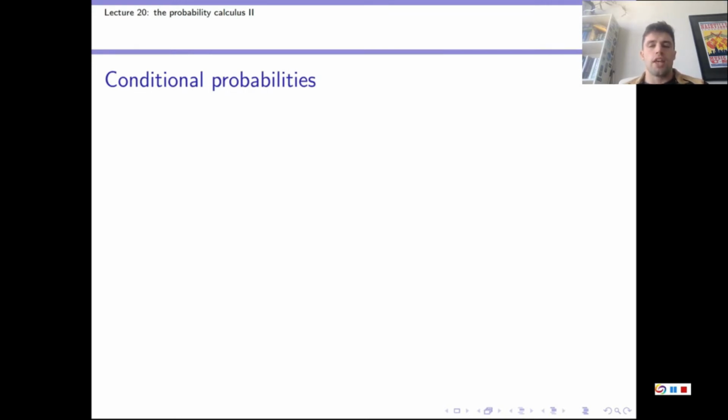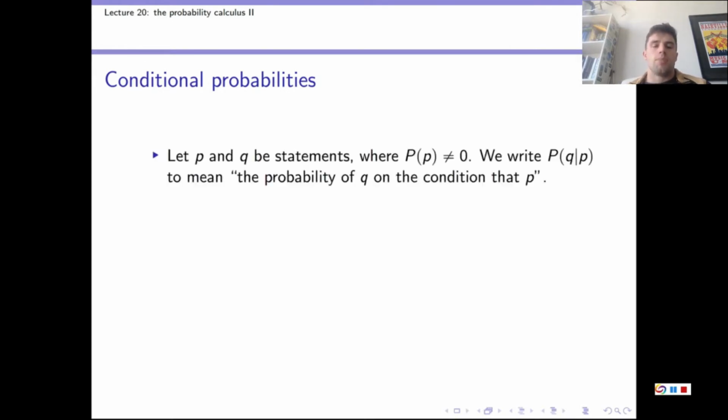If P and Q are statements, where P(P) is non-zero, we write P(Q given P), where I'm reading the vertical line as the word "given", to mean the probability of Q on the condition that P. So what does that mean? Conditional probabilities allow for the fact that if a certain statement P is known to be true, then knowing P might affect the probability you assign to another statement, Q, and this may be different to the probability we assign to Q alone, just P(Q).